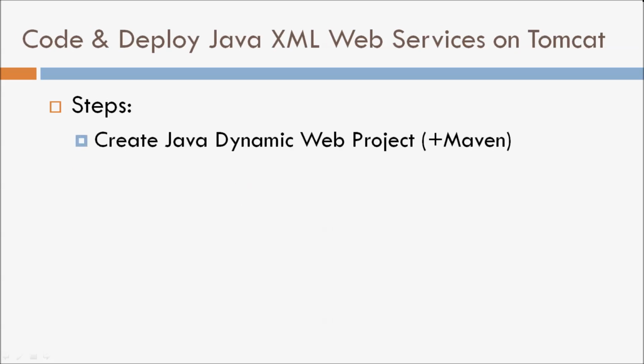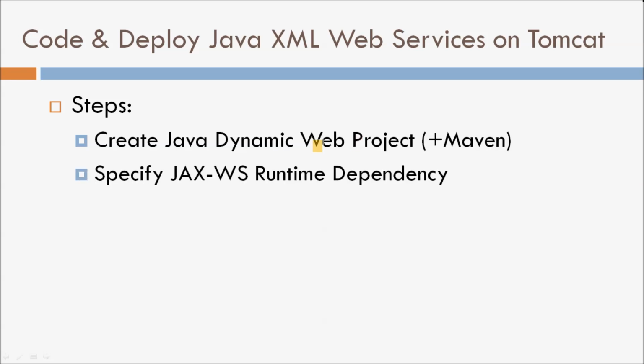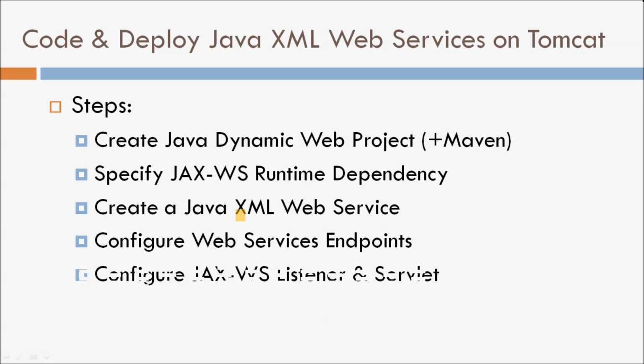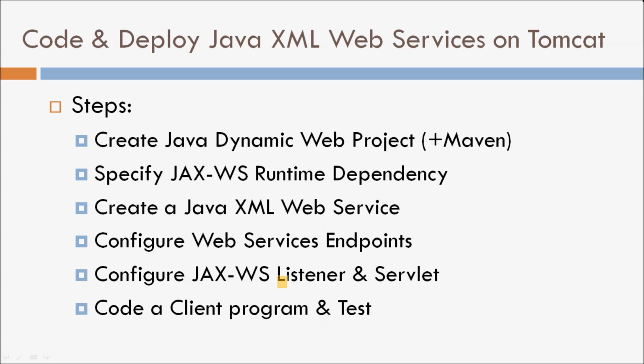First, we need to create a Java Dynamic Web project with Maven support. Then we specify Java XML Web Services runtime dependency. And then we code a simple Java XML Web Service. And then we need to configure Web Services endpoints. And then we configure a Java XML Web Service listener and Servlet. And finally, we code a web service client program to test the web service.